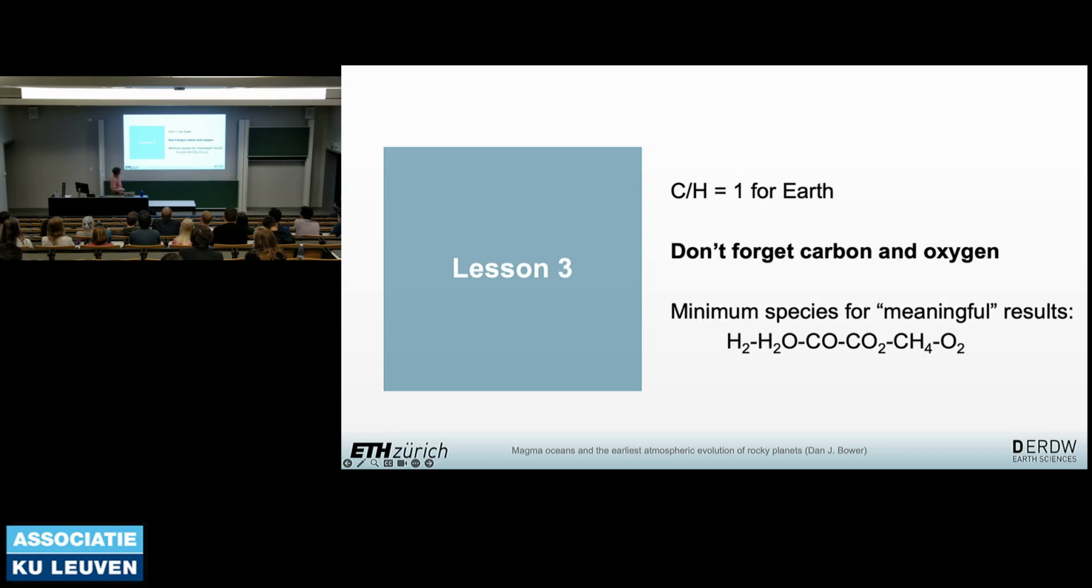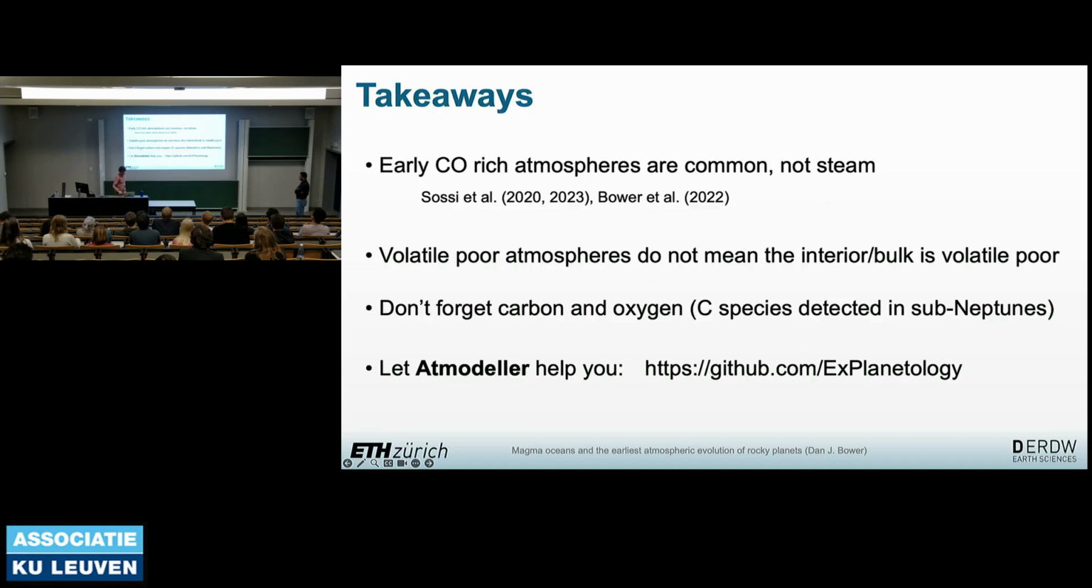And then third lesson, C over H is equal to 1 for Earth, okay? So again, planetary scientists coming down from gas giants are usually preoccupied with hydrogen and helium, okay? But as you move down towards sub-Neptunes and super-Earths, don't forget about carbon and oxygen, okay? And therefore, for meaningful results, I recommend considering these 6 species here so that your models are accounting for all the diversity that could be relevant.